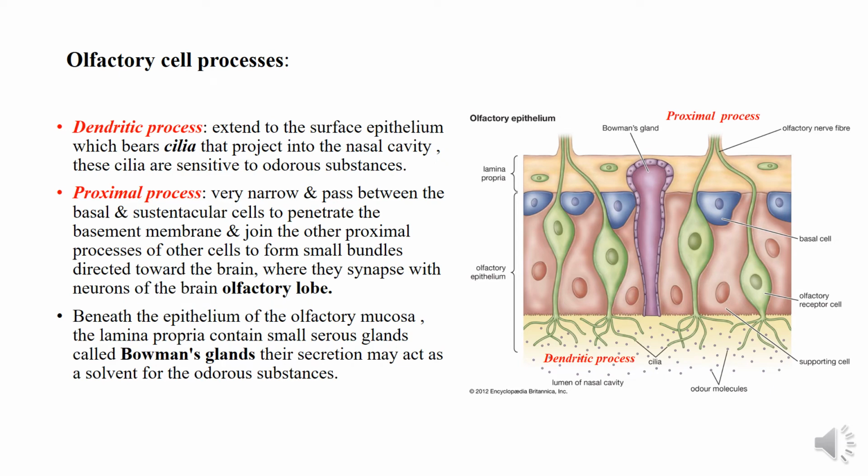Beneath the epithelium, as we said, of the olfactory mucosa, the lamina propria contains a small serous gland called Bowman gland. And here in the middle, the violet is the Bowman gland. Their secretion may act as a solvent for the odorous substances. It's a serous gland.